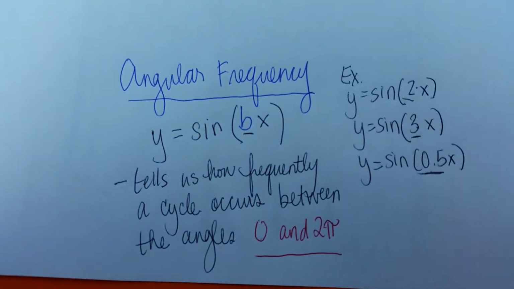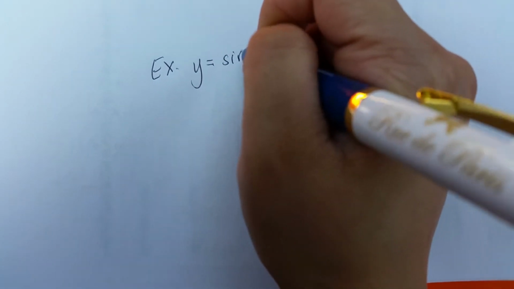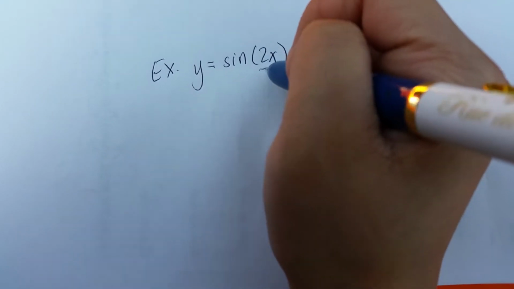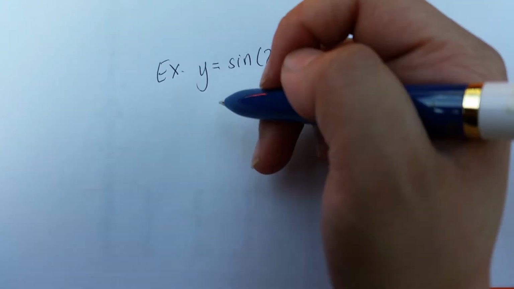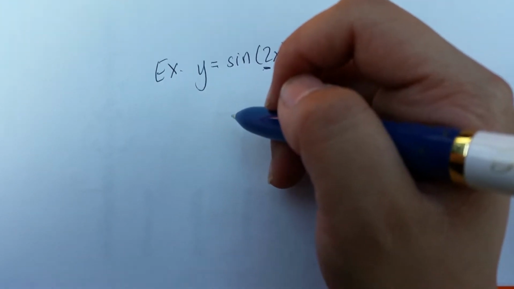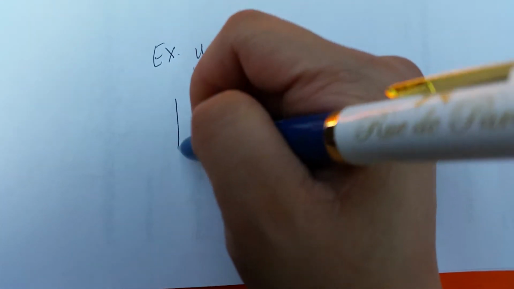So for example, let's look at our first example, y equals sine of 2x. Well, our angular frequency is 2. This tells us that this graph has 2 cycles. A full cycle happens 2 times between 0 and 2 pi.